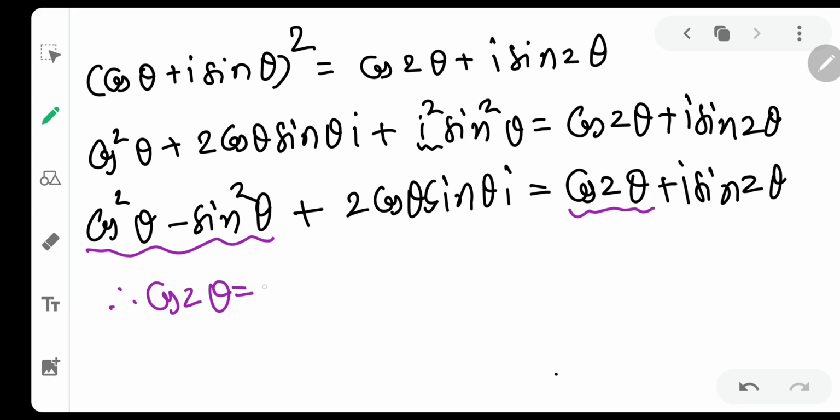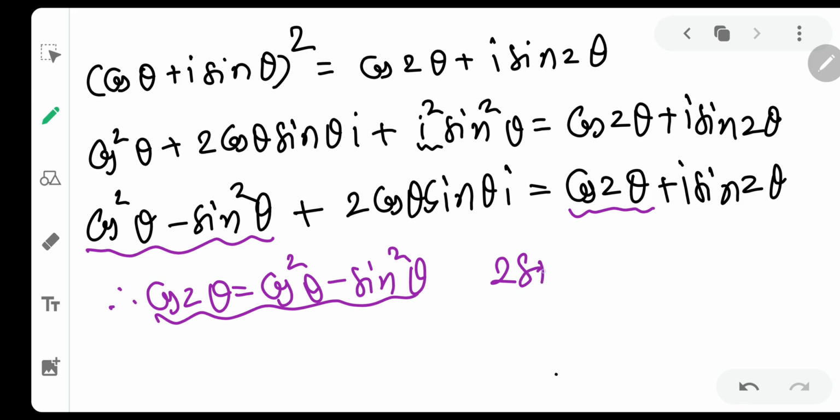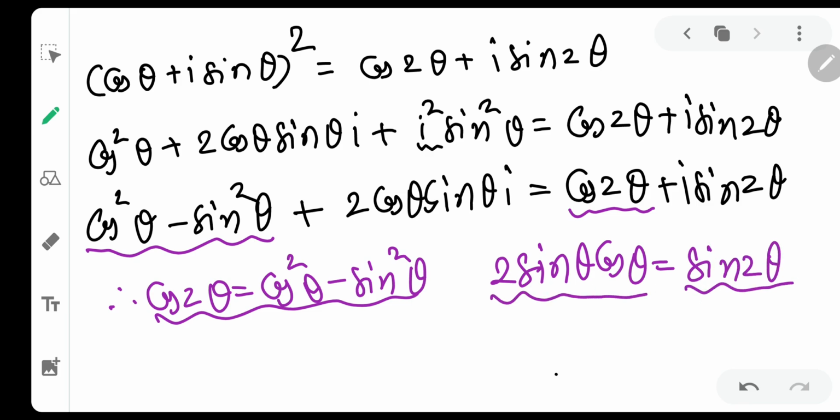Therefore, cos 2 theta is equal to cos square theta minus sine square theta, which is our actual formula. And on the LHS, just check out the imaginary part, which is 2 sine theta into cos theta. And on the RHS, the imaginary part is sine 2 theta. So again, we got the formula for sine 2 theta also. So we basically got the formula of cos 2 theta and sine 2 theta by using complex numbers.